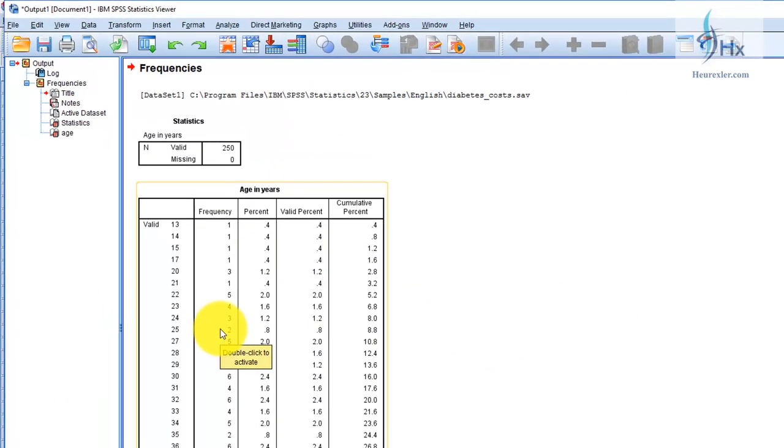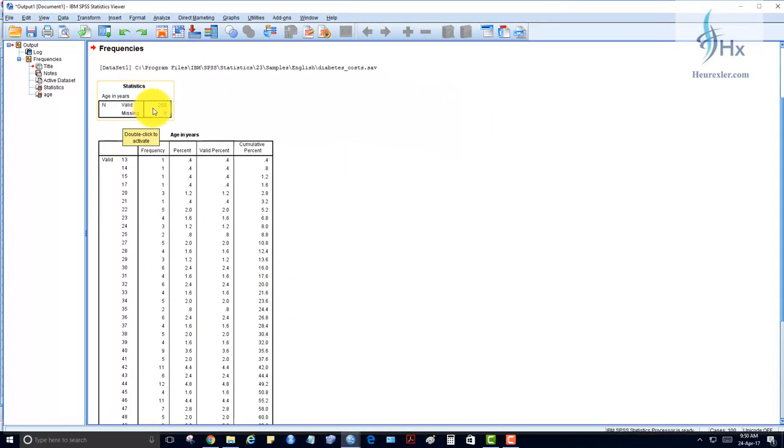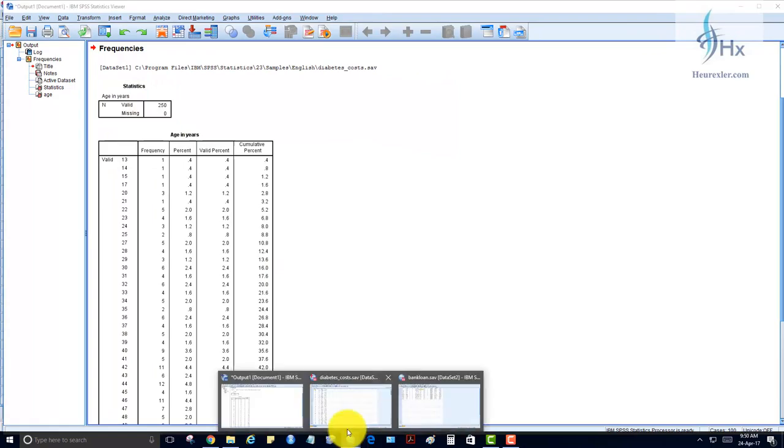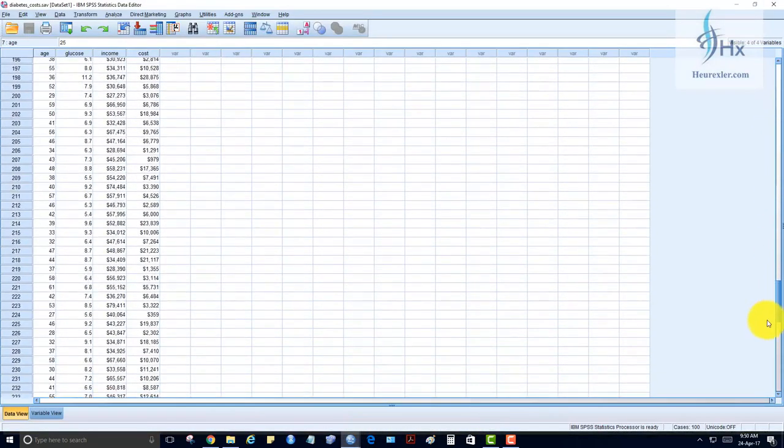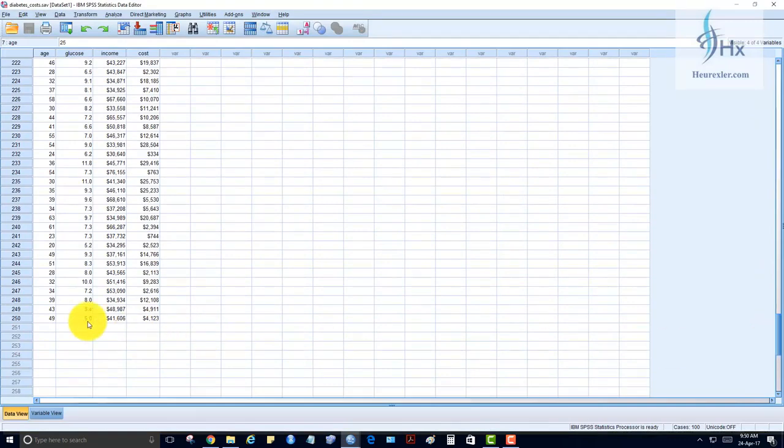Now you can see this is the frequencies output. The total valid cases that have been processed is 250, and that's our sample size. If you look at your data set, this is your sample size of 250. All the cases have been processed and there is no missing data.